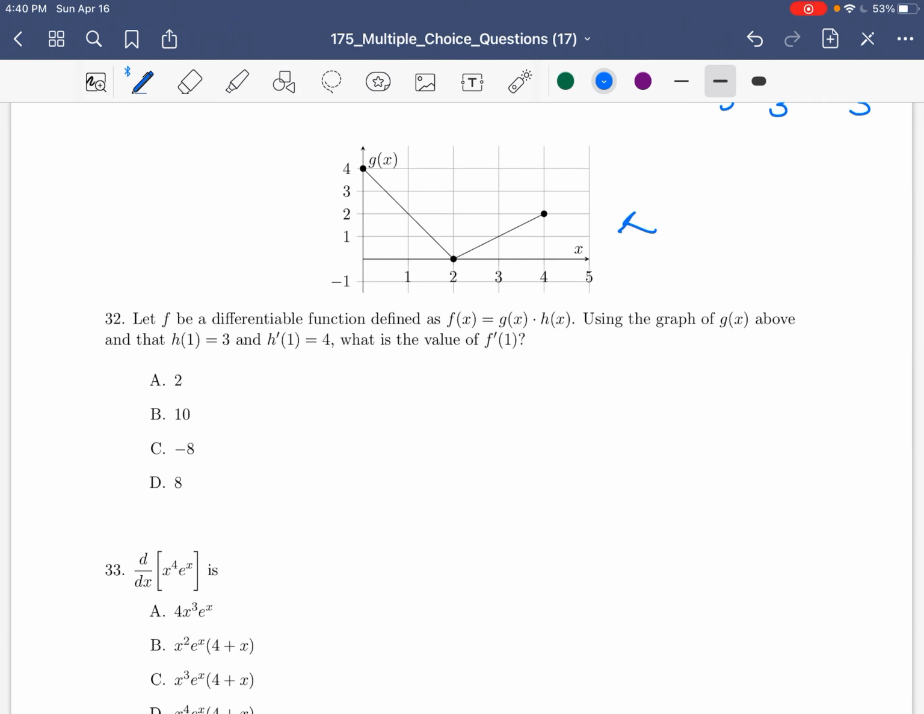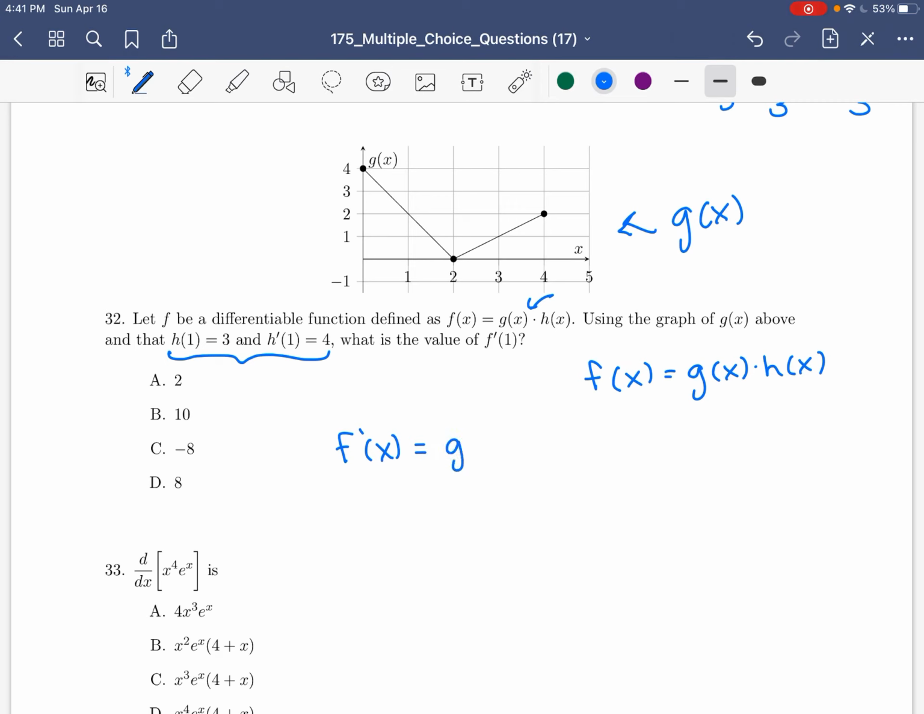Okay, 32. So right here, we have g of x. They tell us all of our information about h of x, and then they define f of x. So I know f of x equals g of x times h of x. And we're looking for f prime, so I'm going to have to use product rule here since these two are multiplied by each other. So it's going to be the first times the derivative of the second plus derivative of the first times the second.